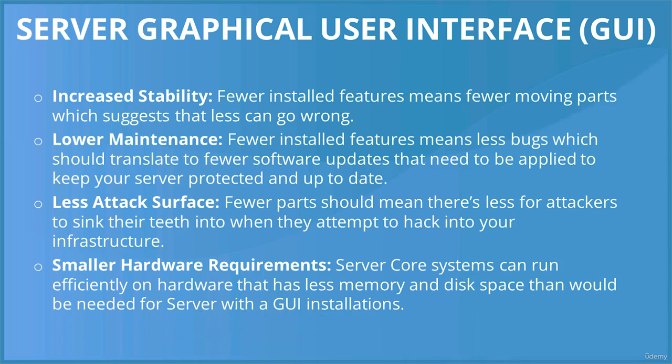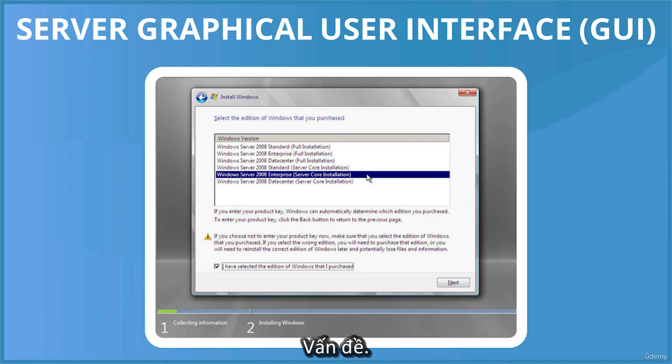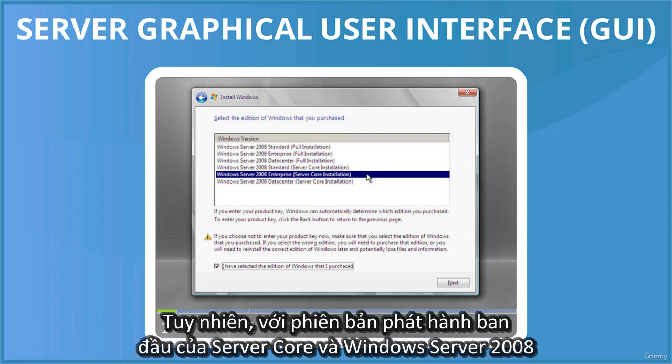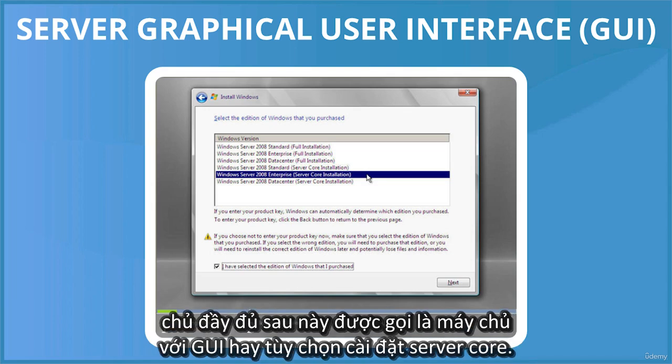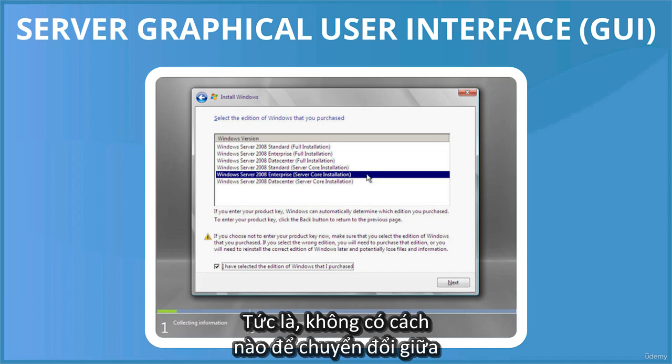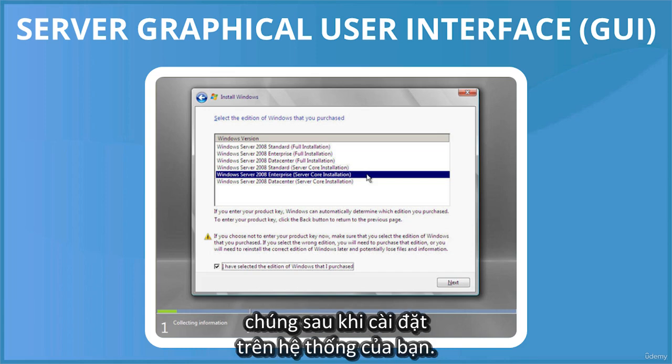You follow? The problem, however, with the initial release of Server Core in Windows Server 2008 and 2008 R2 was that you had to decide at deployment time whether to go with a full installation, later known as Server with a GUI, or the Server Core installation option. That is, there was no way of switching between them after installing it on your system.